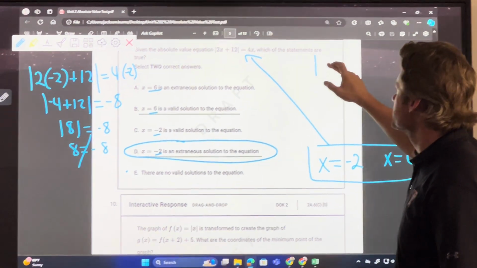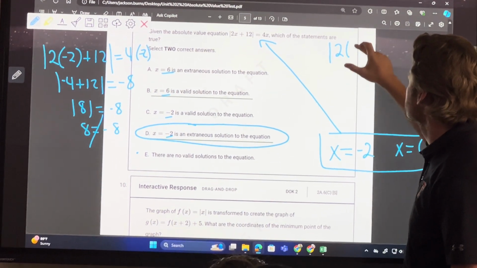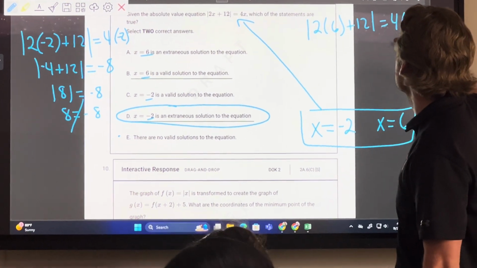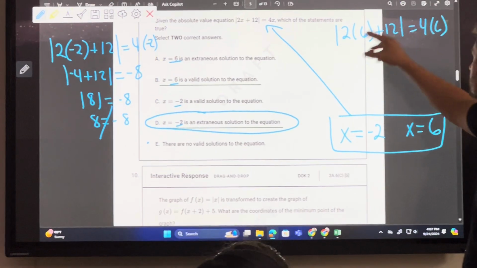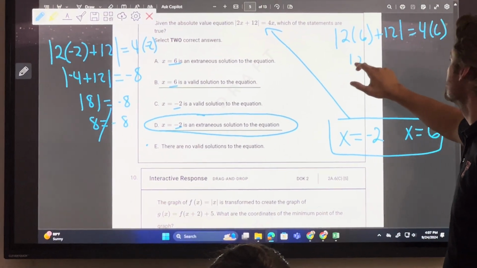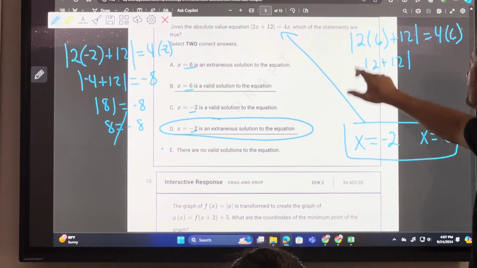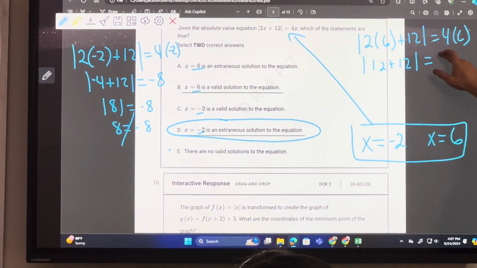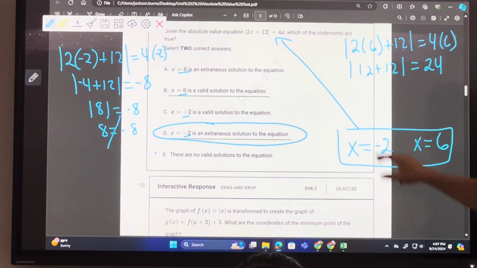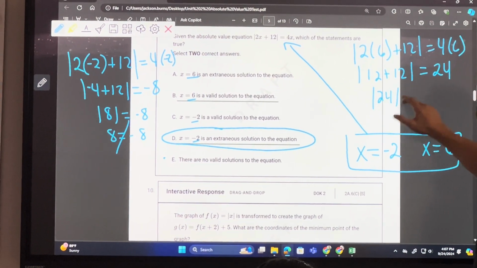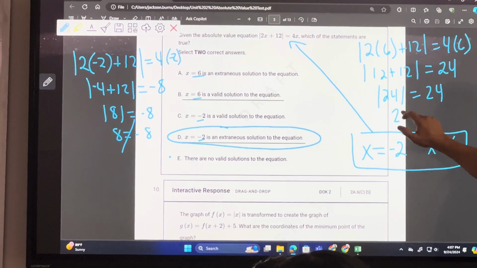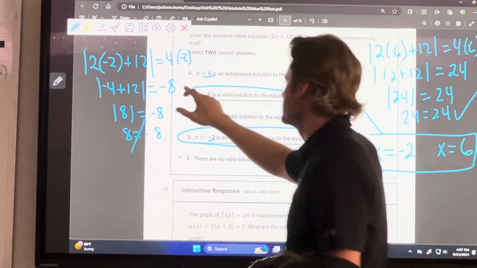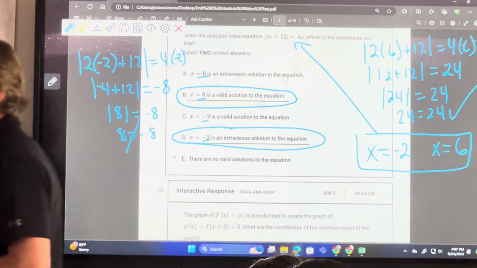So let's plug it in. Let's see if it works. So 2 times 6 plus 12 equals 4 times 6. All right, again, start inside your parentheses. 2 times 6. So I get 12 plus 12 in my absolute value walls equals my 4 times 6, which is 24. So the absolute value of 24 equals 24. 24 equals 24. It checks, right? So 6 is a valid solution.